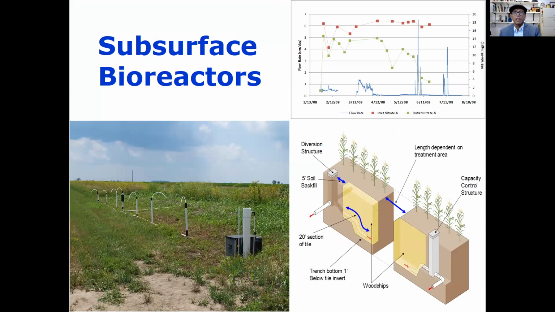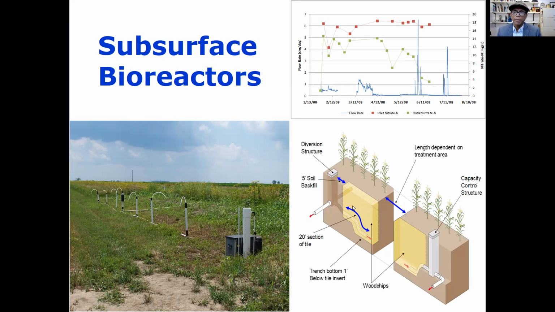So what we have done to tackle that hypoxic problem, we have developed subsurface bioreactors. Here is a schematic example of a subsurface bioreactor. Here is a field diagram where we install it. So basically, when the subsurface water comes to the edge of the field, we contain it in that bioreactor, and we let the nutrients get degraded here.